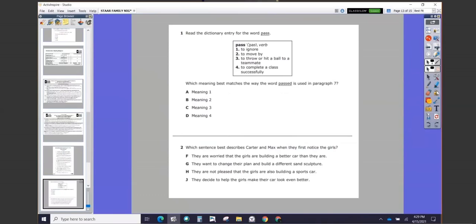Here are 2 sample questions. I explained to the students that there is a dictionary entry where it has the word and the definition. The definitions are all correct, but they have to choose the one that matches the way that they've used it in the passage. And then on number 2, you can see where they're having to decide which one best describes the characters and not just recalling how the characters look or what they're doing throughout the story. They have to do a lot of inferencing or thinking about why the characters are doing certain things.